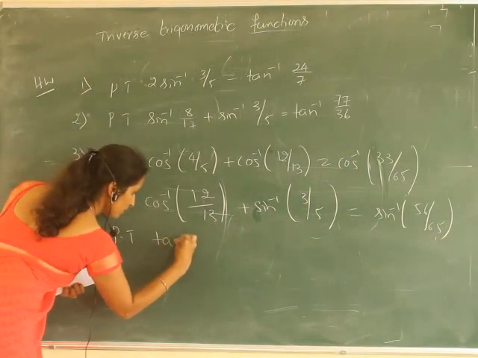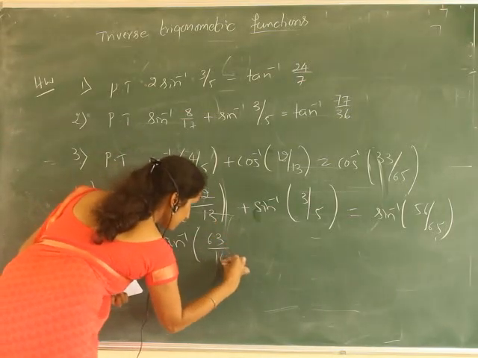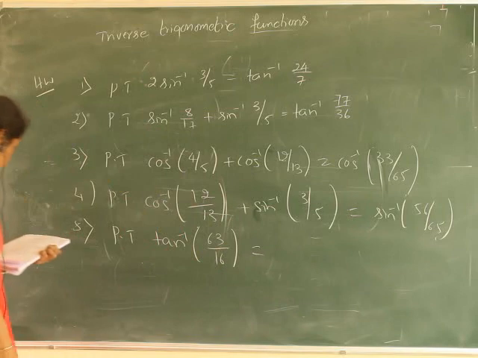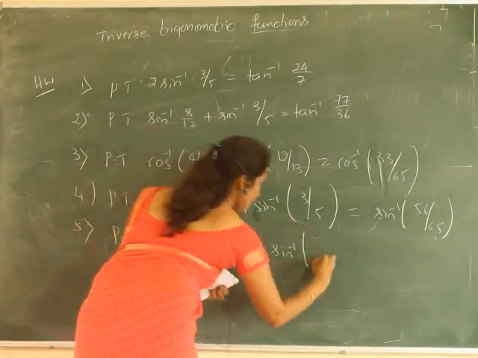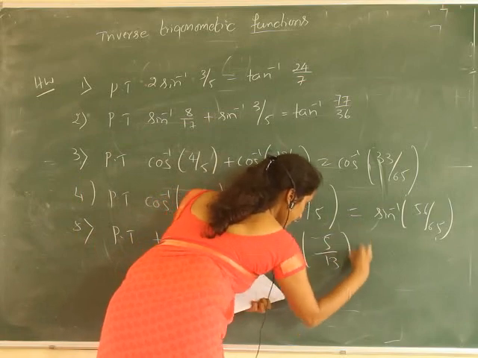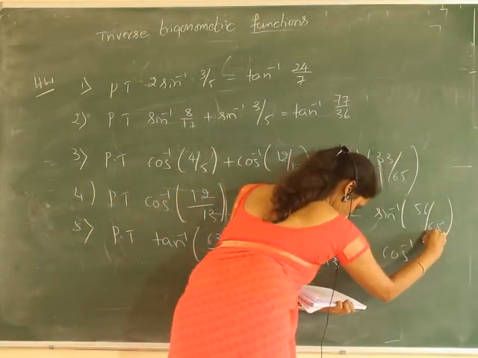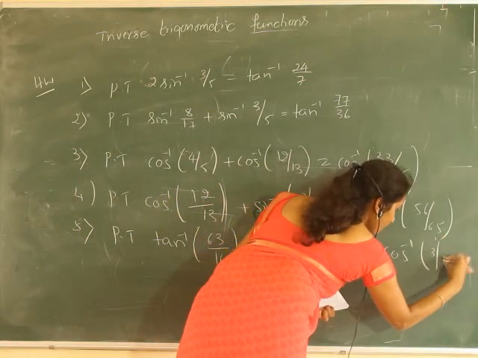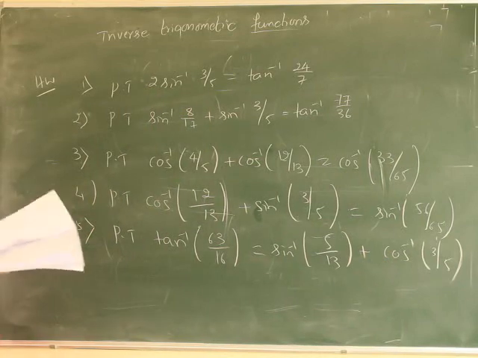Prove that tan inverse of 63 by 16 is equal to sine inverse of 5 by 13 plus cos inverse of 3 by 5. So these are the homework problems you complete.